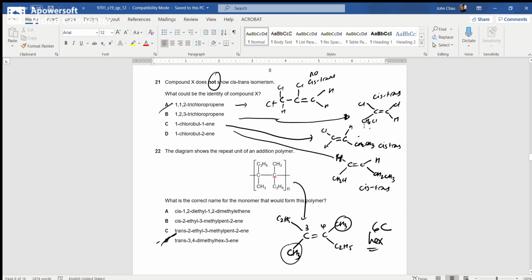This is 1 chlorine, the second carbon, and third. So again this one shows cis trans. Then for C, I also draw another compound, and again this one also shows cis trans. Similarly, I also draw for D, which also shows cis trans. Except A, where you shift the double bond to this side.